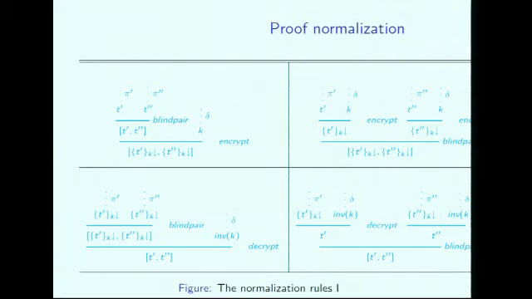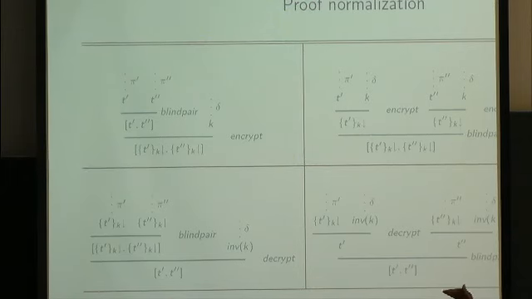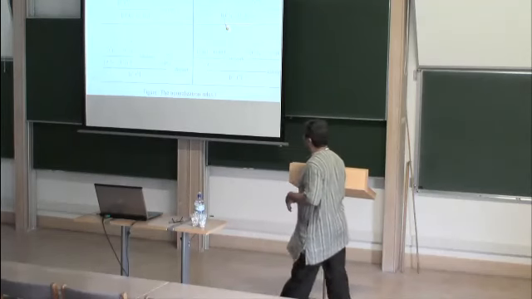Well, these again are fairly simple. For instance, in the one here, if you first encrypted two different terms, T' and T'', and then formed the blind pair and then encrypted, what you are saying is you might as well encrypt and then do the blind pair, right? So basically in this process, what you are doing is always pushing up the encryptions in the proofs, right? You try to push up the encryptions as much as possible and push the blind pairs down. That's the heart of the normalization rules.